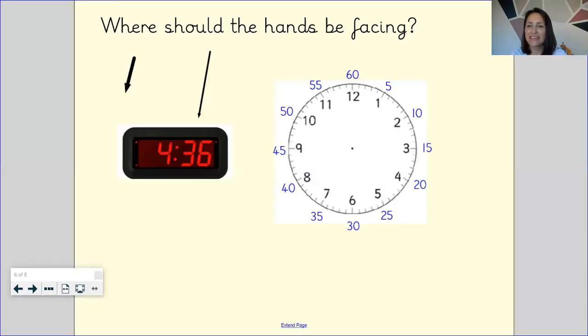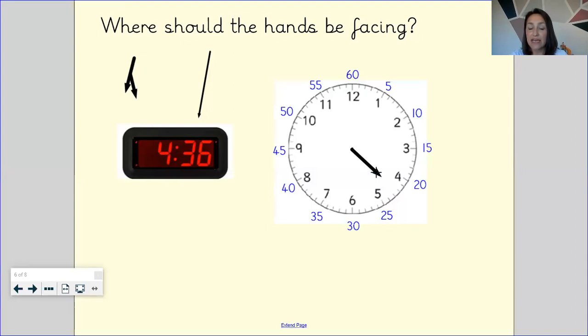Okay, hi. So hopefully you just paused. I just went and got some hands ready. So the hour is 4:36. So the hour hand is going to be pointing between the 4 and the 5.